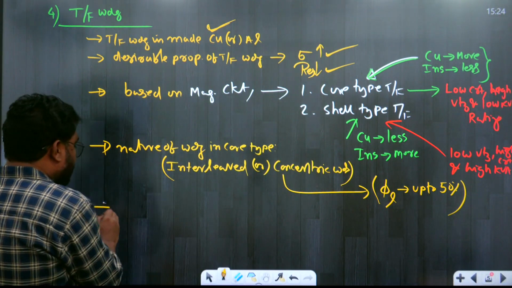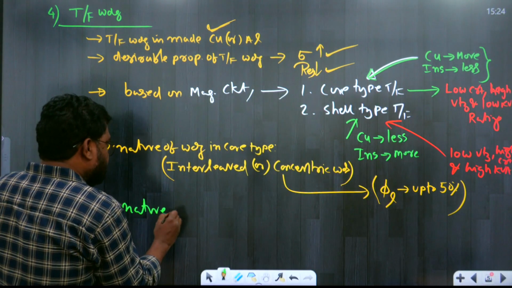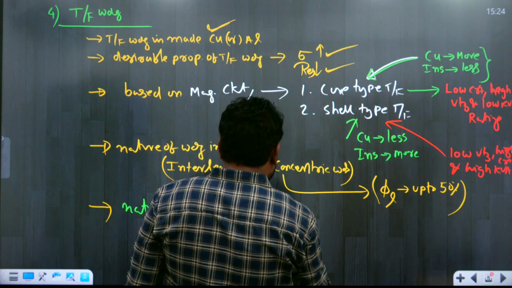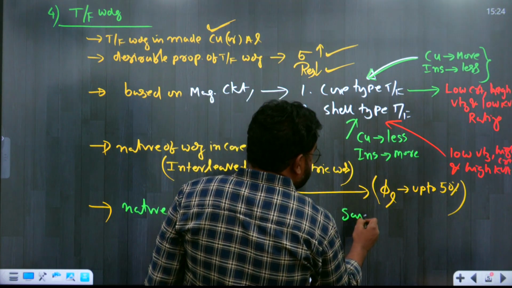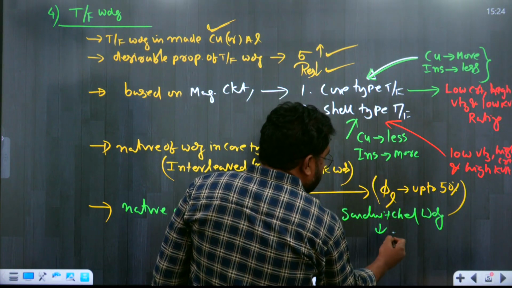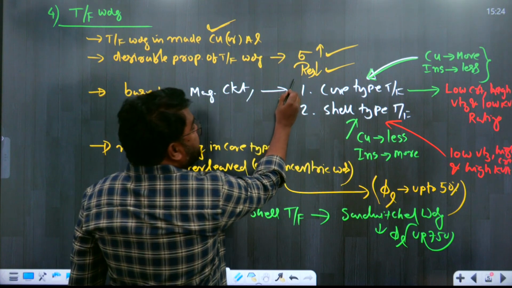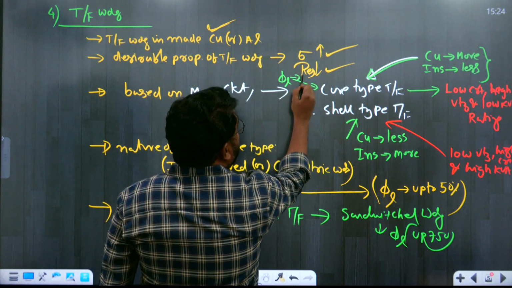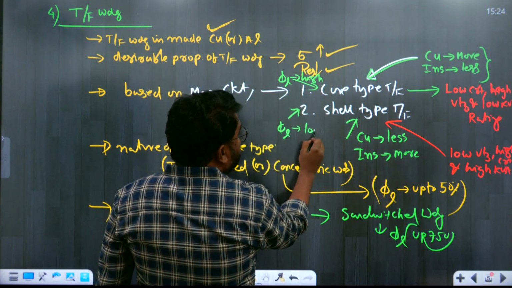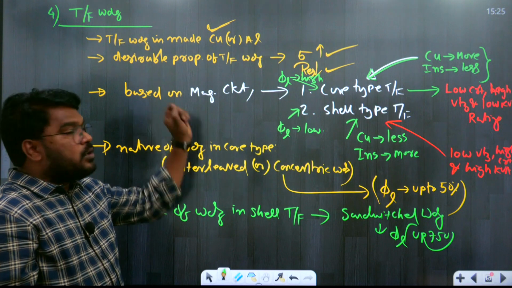And the nature of the winding in the shell type transformer is a sandwiched nature of the winding, which reduces the leakage flux up to 75%. From here we can conclude that the leakage flux phi L is high in the core type transformer, and low in the shell type transformer. The shell type transformer has low leakage flux as compared to the core type transformer.